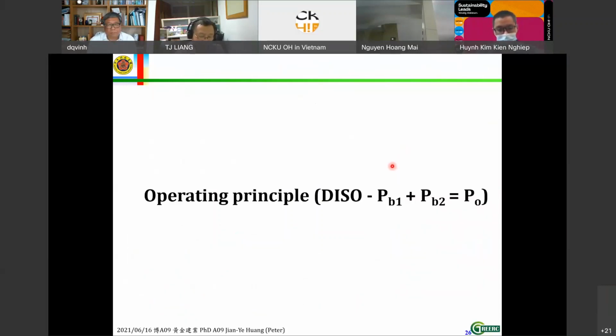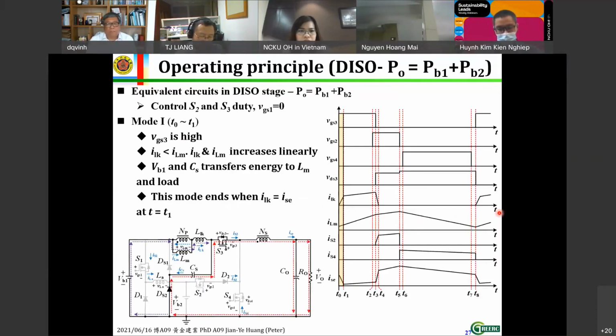The next operating mode is the diesel mode, when energy from both the main source and battery will transfer to the load. This mode usually happens during the heavy load condition, so it will require energy from both source and battery. The control principle is we control the switch S2 and S3 duty and let VGS1 equal to 0.